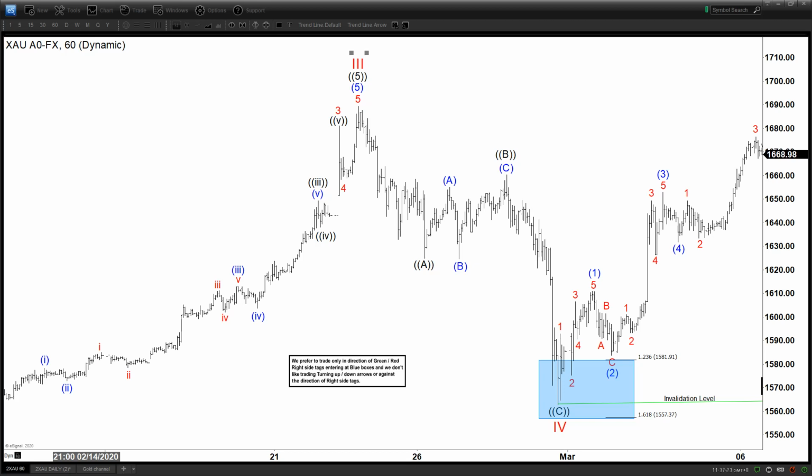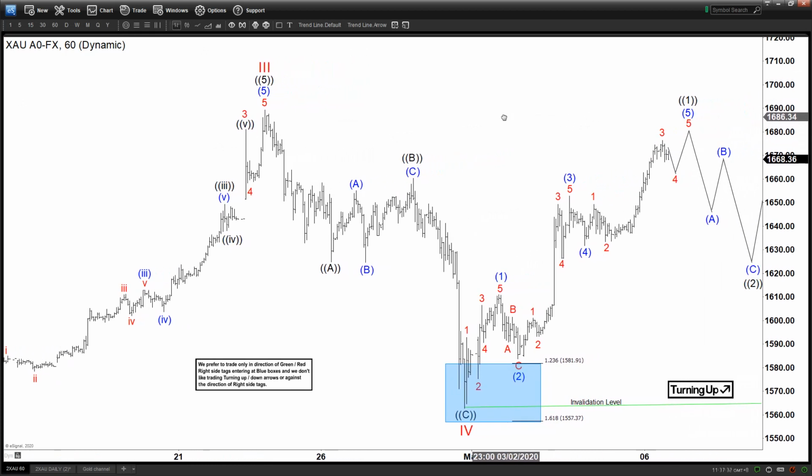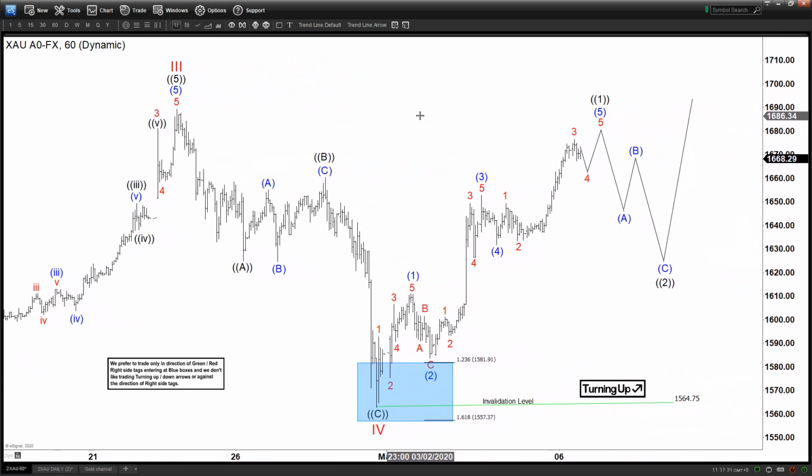Today is March the 6th on Friday. The time is around 3:30 a.m. GMT. We are looking at the chart of gold for today. This is a 60 minutes chart, and let's take a look here at what we got.